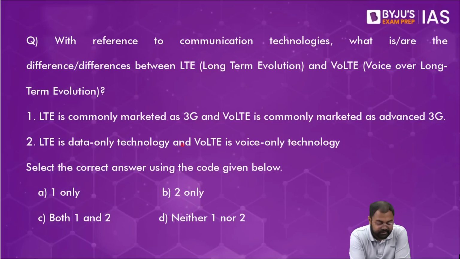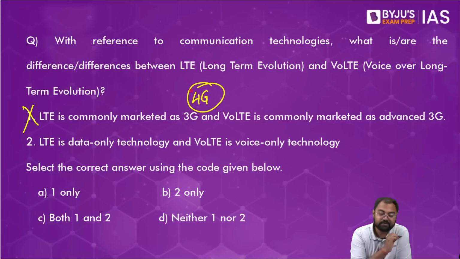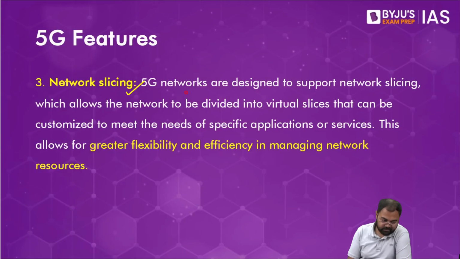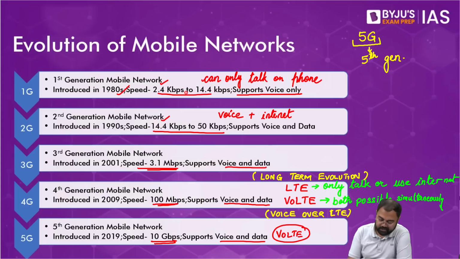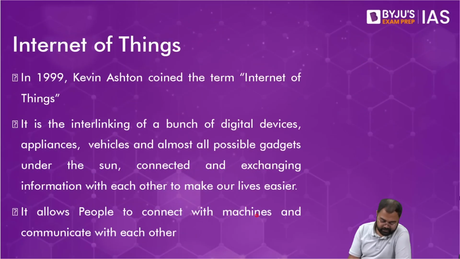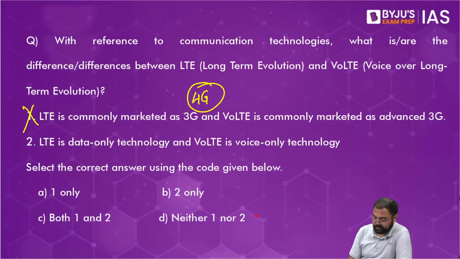First is LTE is commonly marketed as 3G, and VoLTE commonly marketed as advanced 3G. Completely wrong. We discussed that both LTE and VoLTE came in the era of 4G, right? In 3G they were not even there. So that's why there's no concept of VoLTE in 3G. So that's why one is wrong.